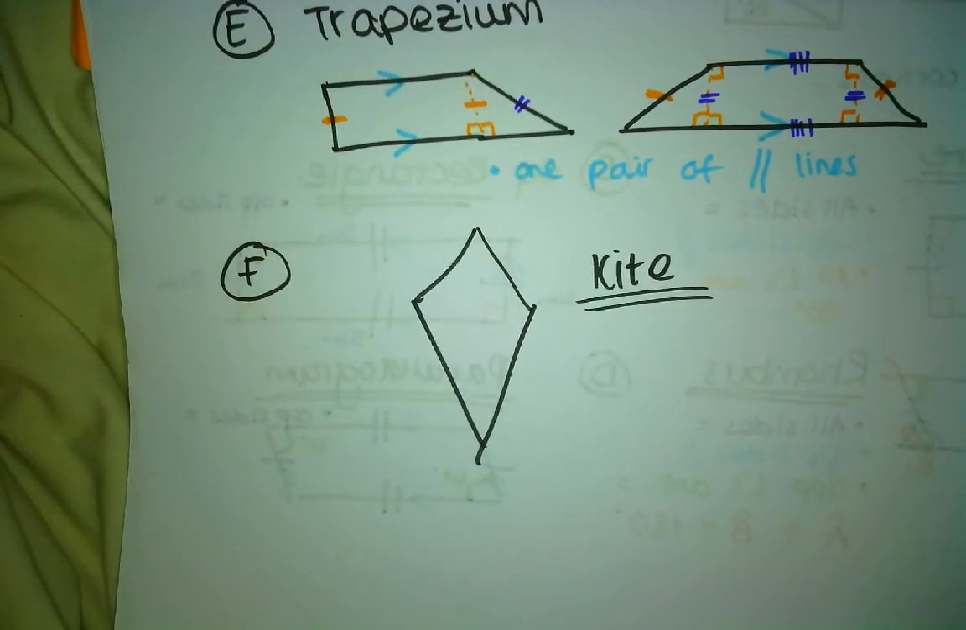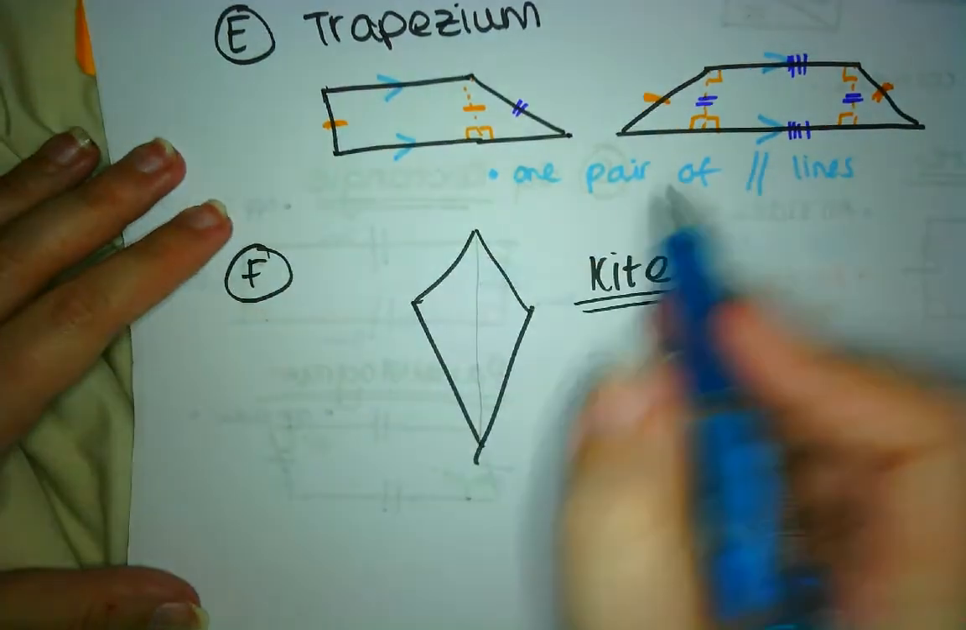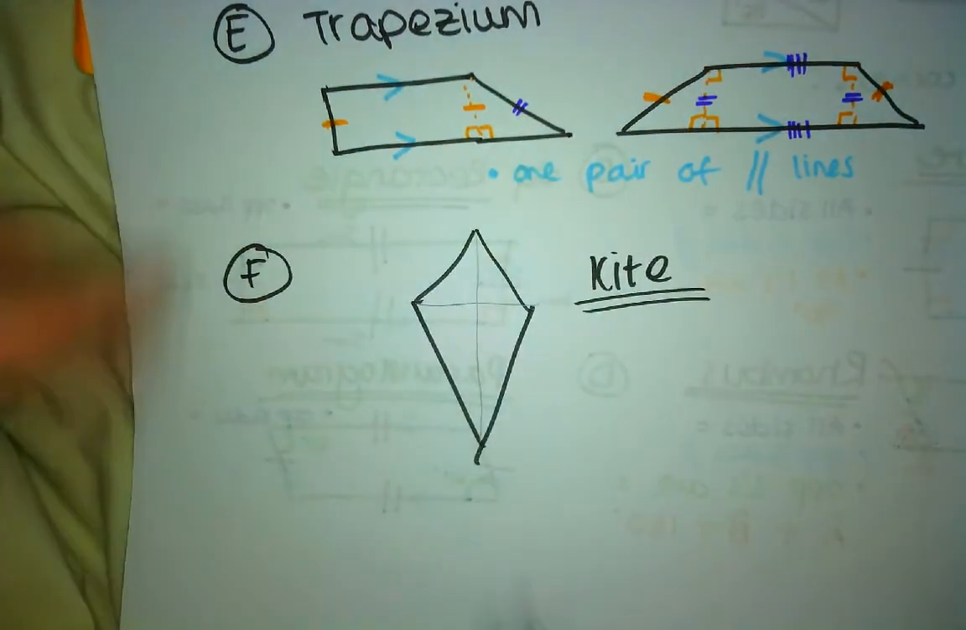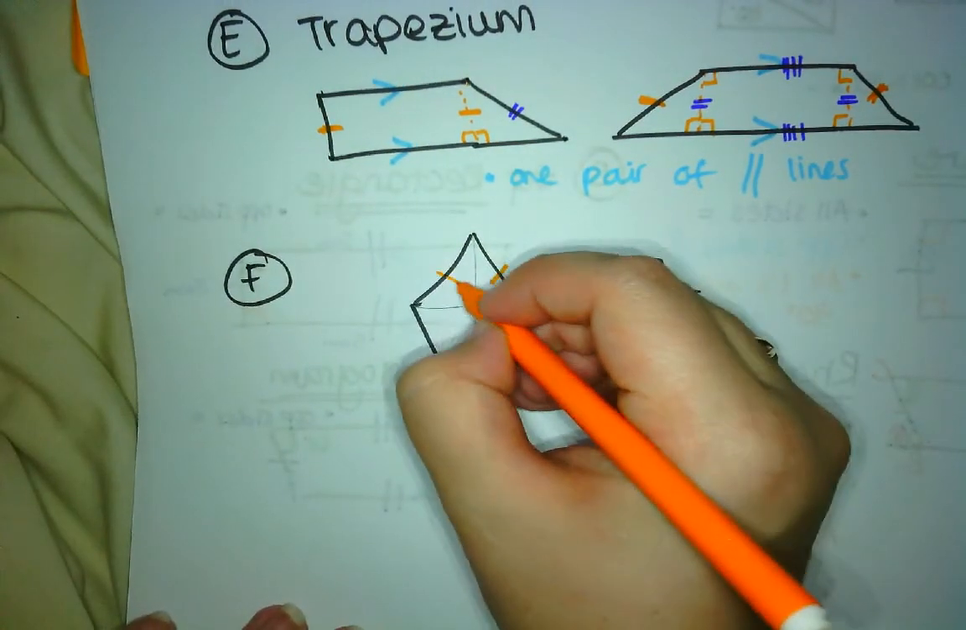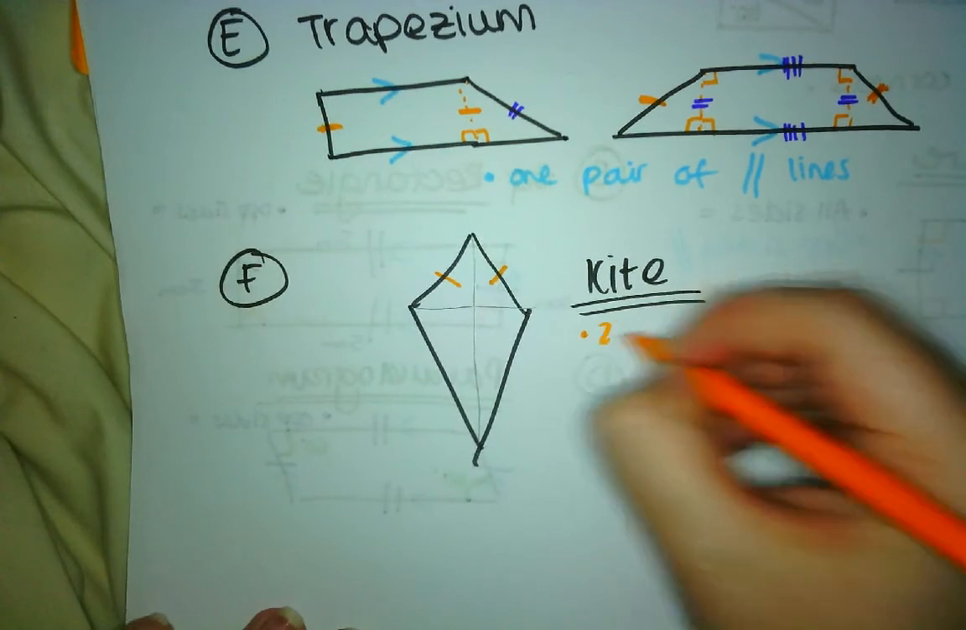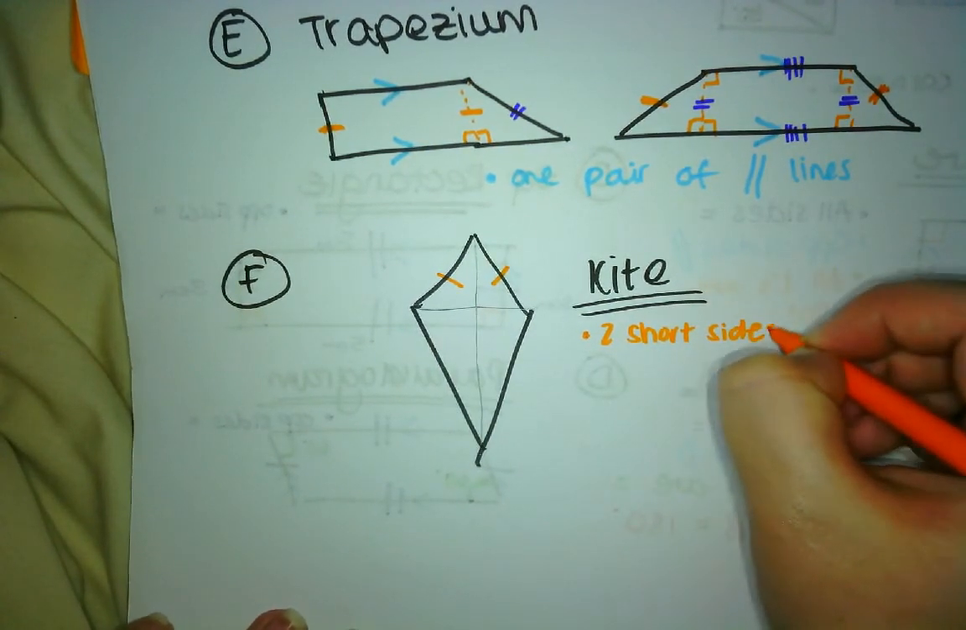Cool. So, just for interest's sake, if you guys want to, you can always just separate it in the middle and on the side so it looks like an actual kite. Okay. Just remember, the two short sides are the same length. Short sides are equal.